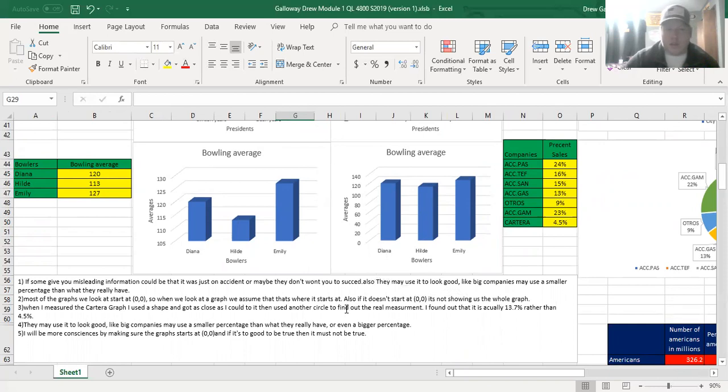They may use it to look good, or like big companies may use smaller percentages than what they really have, or even a bigger percentage. I will be more conscious by making sure my graph starts at 0, 0. And if it's too good to be true, then it may just be too good to be true.